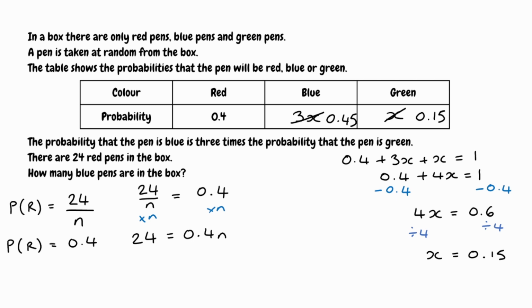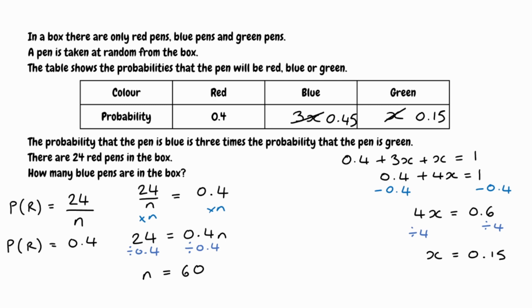So because we're looking to solve for n, on the right-hand side, we've got 0.4 multiplied by n. So we just want to divide by 0.4 on the right-hand side, which means we've got to do the same to the left-hand side. So if we do 0.4n divided by 0.4, that's just going to leave us with n. And if we do 24 divided by 0.4, that's going to give us 60. So we know that there are 60 pens in total in the box.